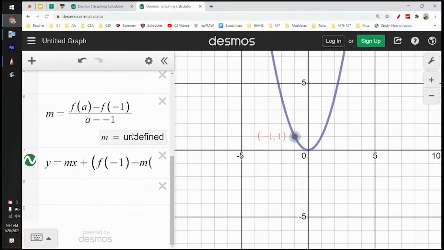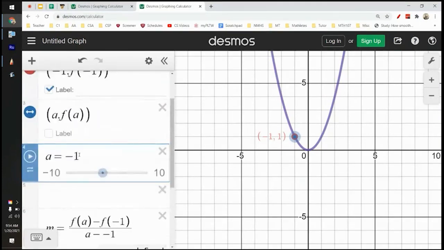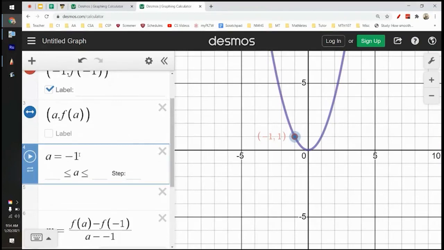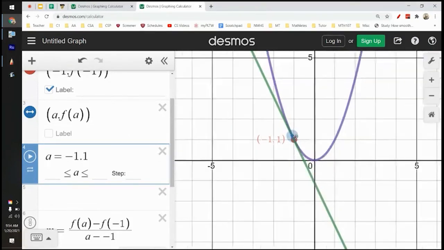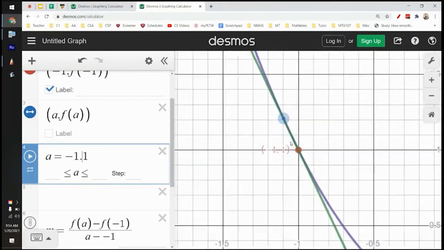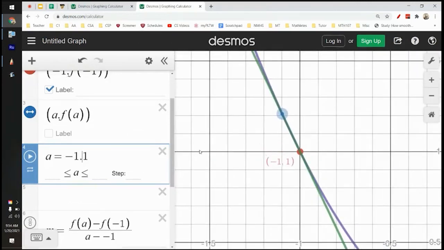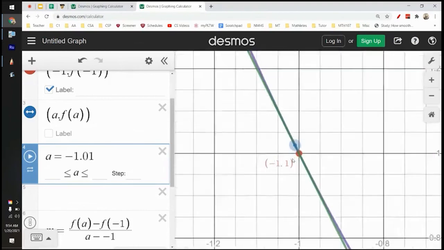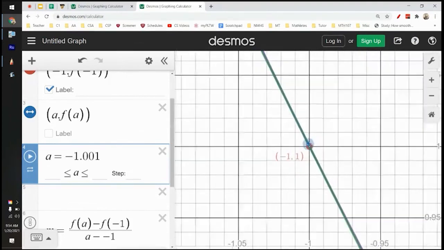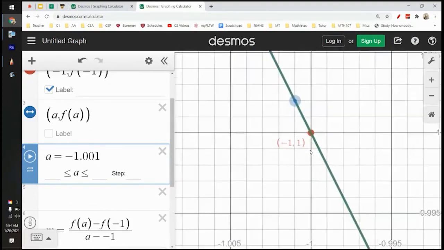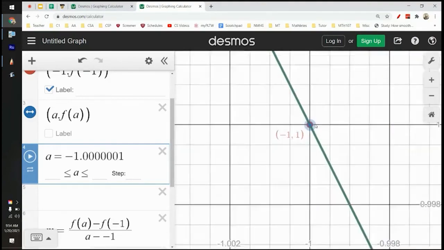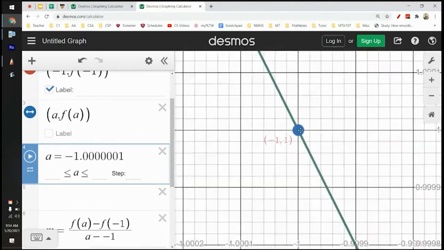So what we can do, check this out. I'm going to make a get infinitesimally closer to -1. So I'm going to put a 0.1 in here. Let me zoom in here. These points are kind of far away, but watch this. If I make them closer, now it's even closer. Put another 0 and they're even closer. Now, if I keep doing this, you'd really have to zoom in to see how far away they are.